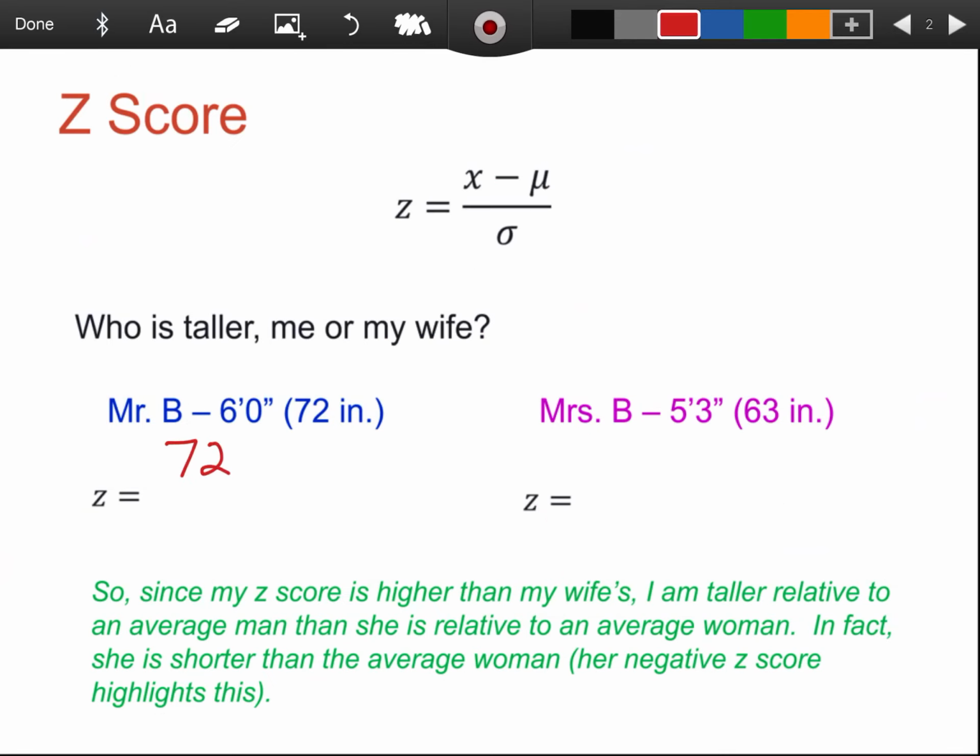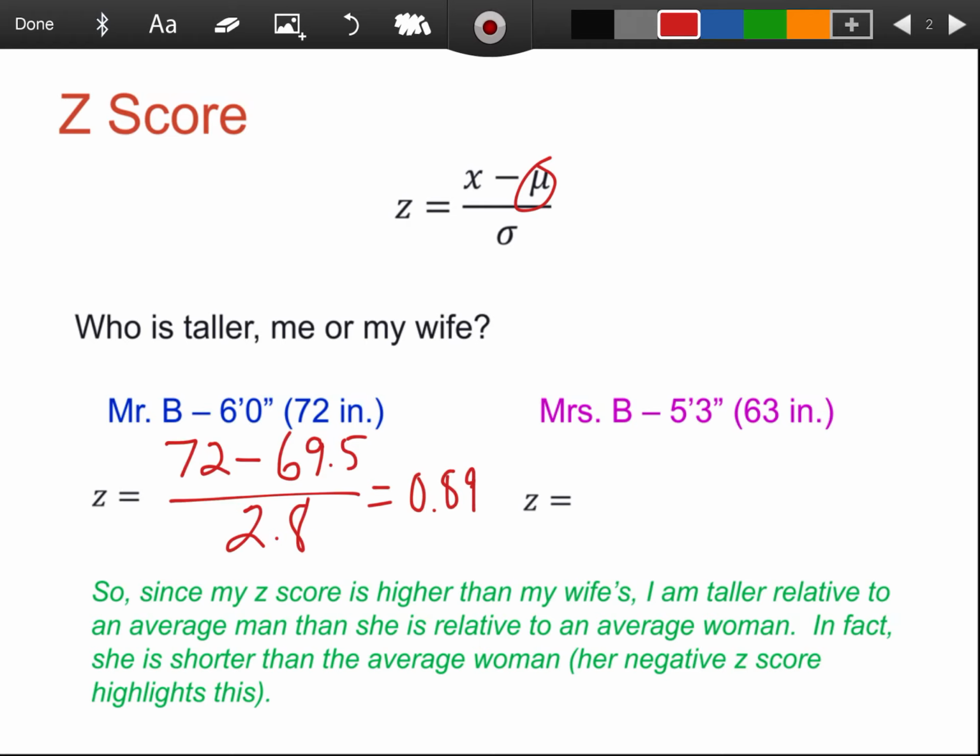I'm going to find my Z-score by taking my value, which is 72, minus the mean, which is mu, and that was 69.5, over the standard deviation, which is 2.8. I plug that in, and I get 0.89 for my Z-score. So I am 0.89 standard deviations above the mean. I'm almost 1 standard deviation above the mean, but I'm not quite.